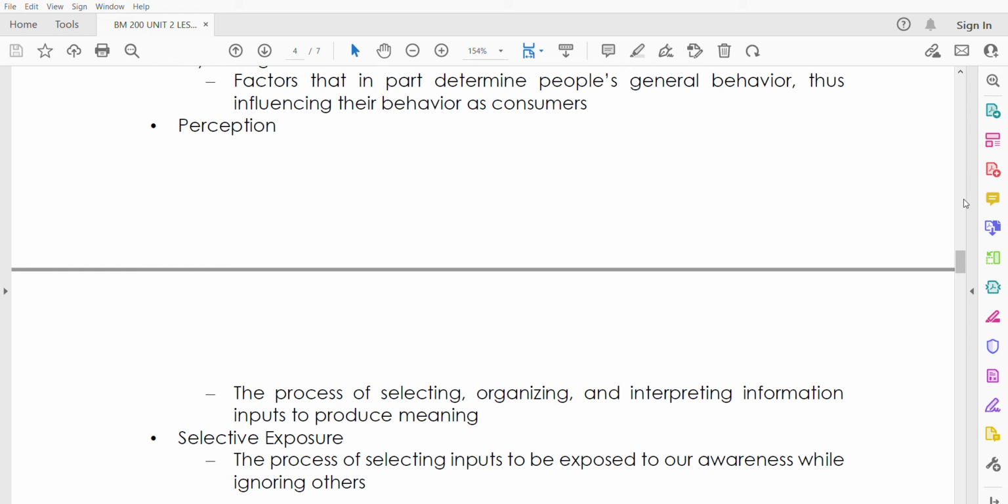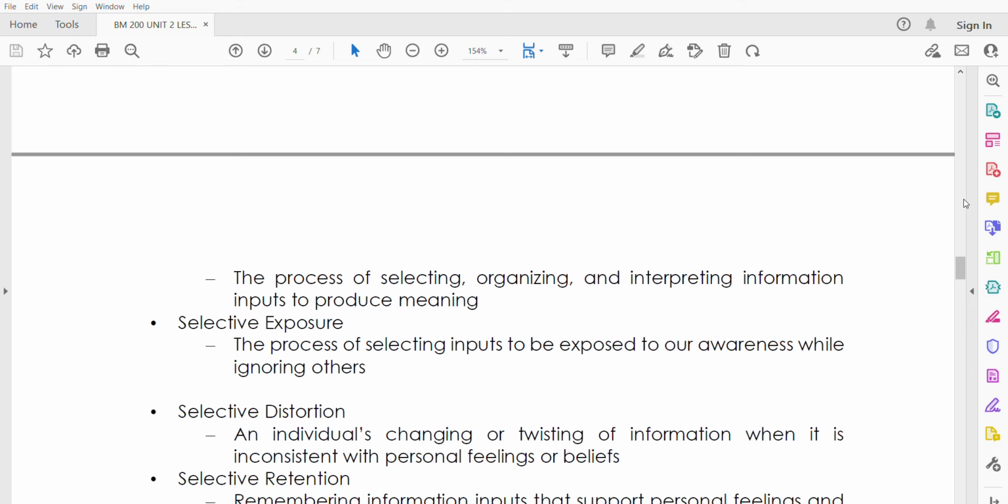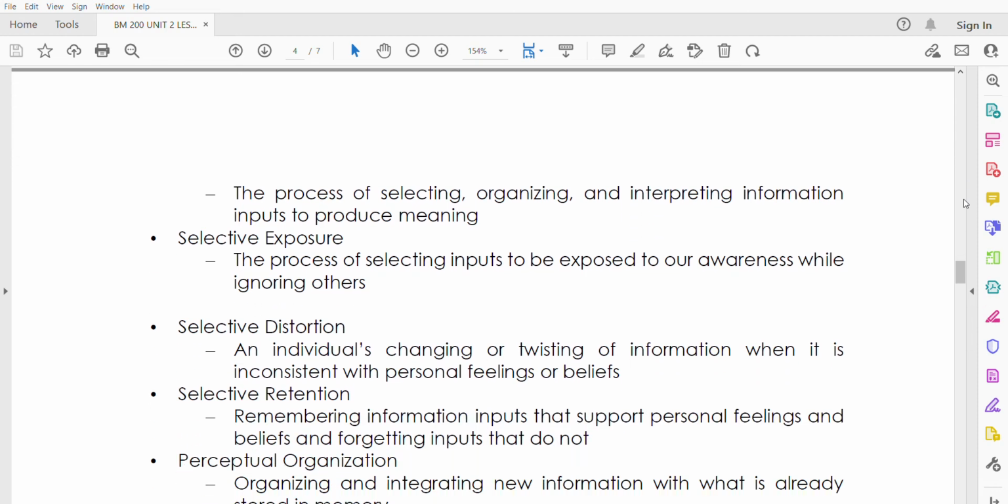So you interpret based on the given information, the information you got during the second stage of the consumer buying process. Then we also have selective exposure, the process of selecting inputs to be exposed to our awareness while ignoring others. So our brain tells us all of the good things about that product, disregarding the disadvantages because we really want to buy that product.